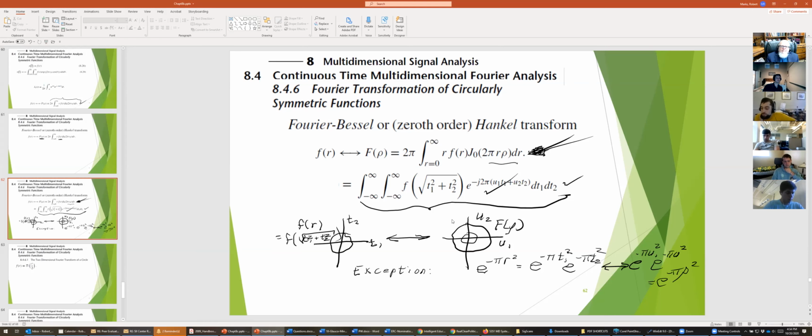But it does tell us something, and I'll give this to you as an illustration, if you will. The Hankel transform. Can anybody tell me what this integral becomes?